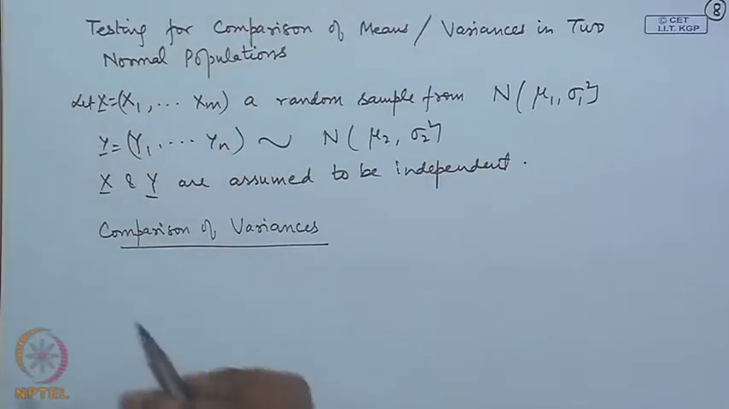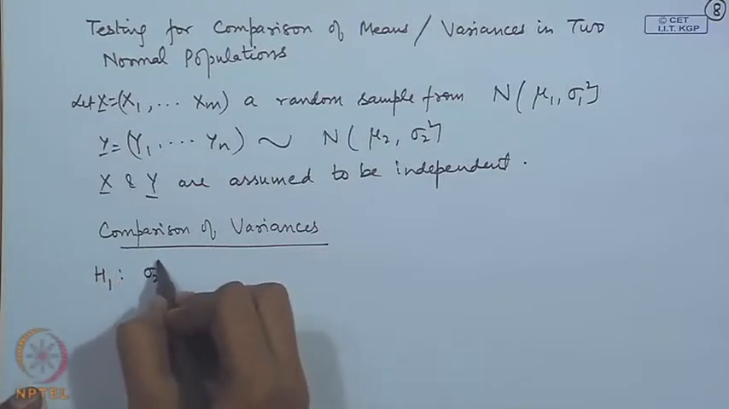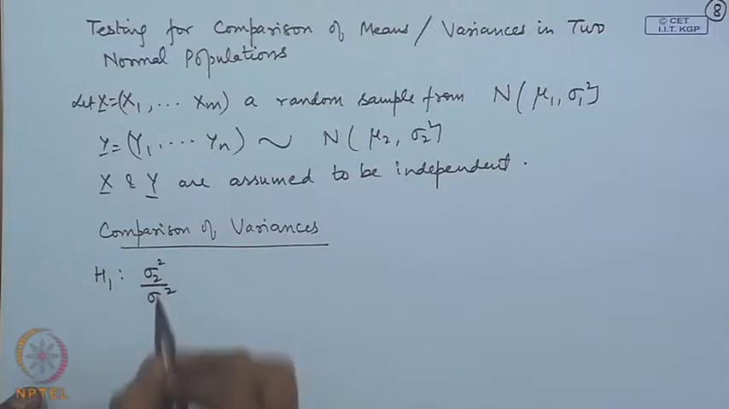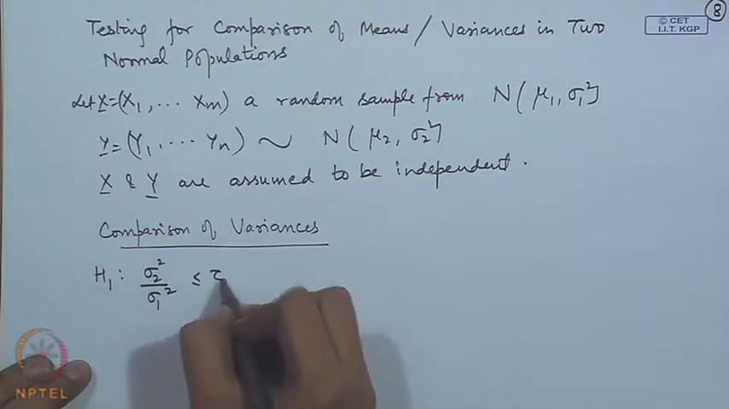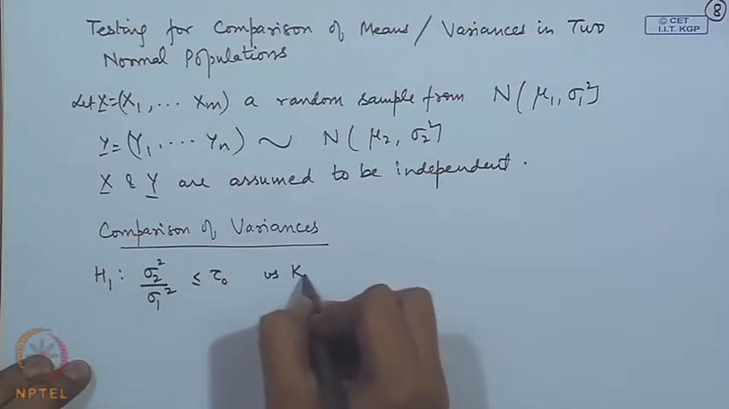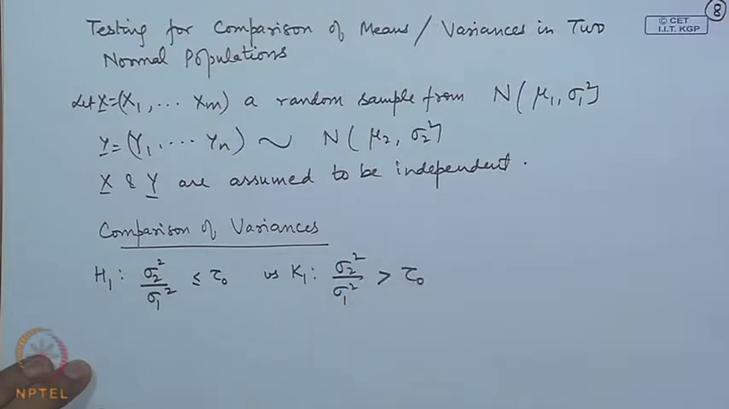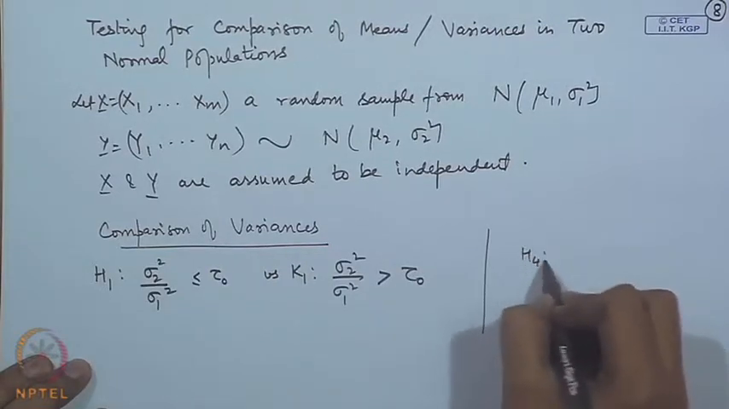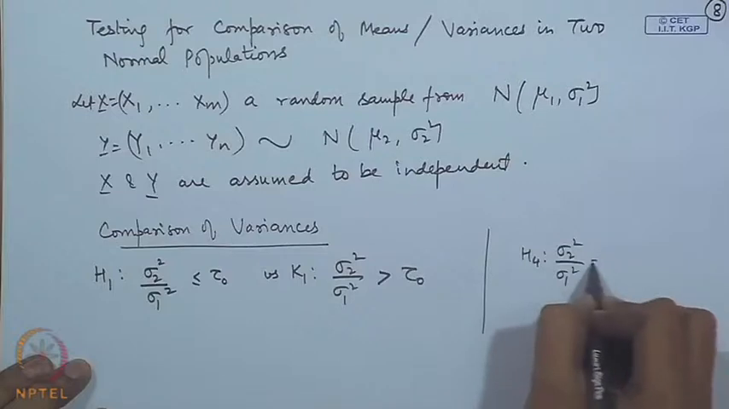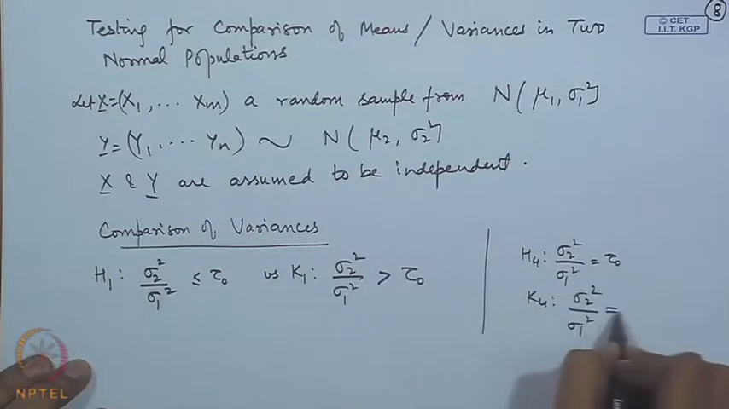So, now let us look at the hypothesis testing problem such as, say, H 1. I will write a slightly general hypothesis: sigma 2 square by sigma 1 square less than or equal to some, say, tau naught against K 1: sigma 2 square by sigma 1 square greater than tau naught, and similarly we may consider, say, H 4: sigma 2 square by sigma 1 square is equal to tau naught against K 4: sigma 2 square by sigma 1 square is not equal to tau naught.